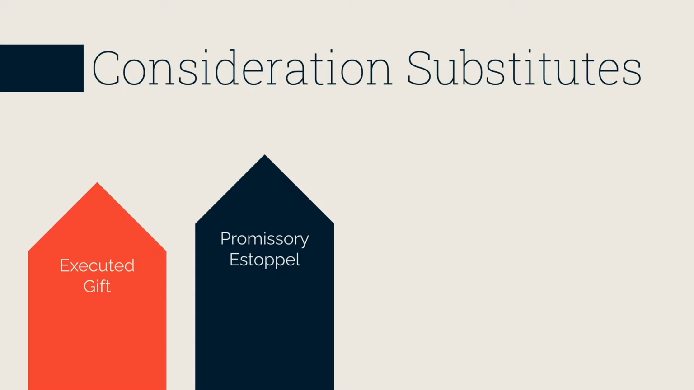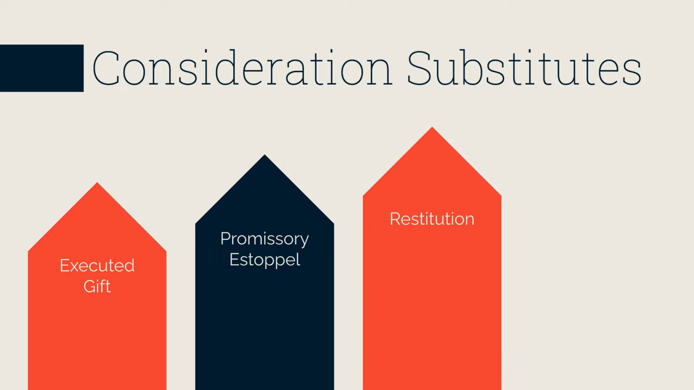Remember that the doctrine of consideration serves as a way for us to sort out which promises are legally enforceable because they're contractual in nature, and those that don't have consideration are gratuitous and therefore are, as a general rule, not legally enforceable, but we may be able to fall back on one of these consideration substitutes, which could be that there's an executed gift or promissory estoppel, or plain old standard restitution, by which we mean a quasi-contract or implied in law contract, which, remember, not only doesn't require the existence of a contract, but doesn't require a promise at all.